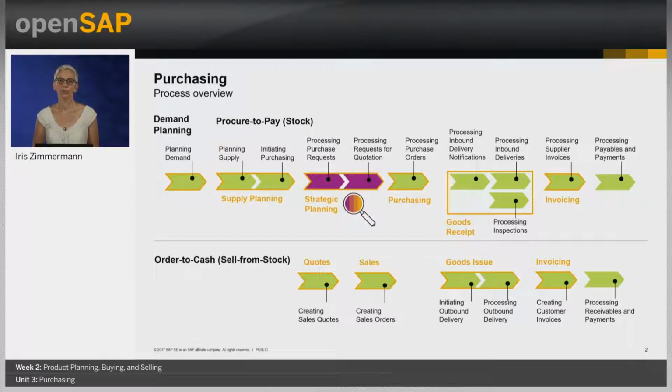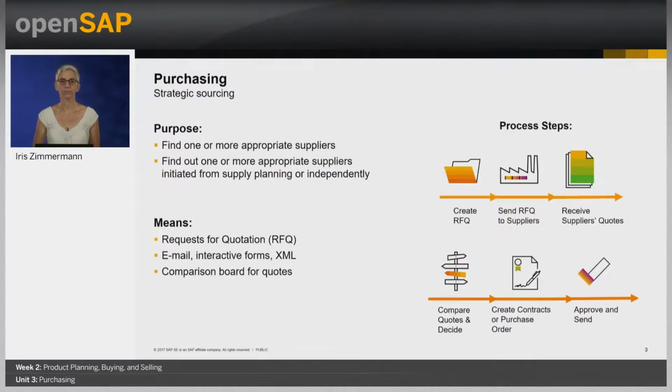In Unit 2, we released the purchase requests to the purchasing department. Before we talk about the processing of purchase order itself, I would like to spend a few words on the strategic sourcing. The strategic sourcing is used to find one or more appropriate suppliers for new or existing products.